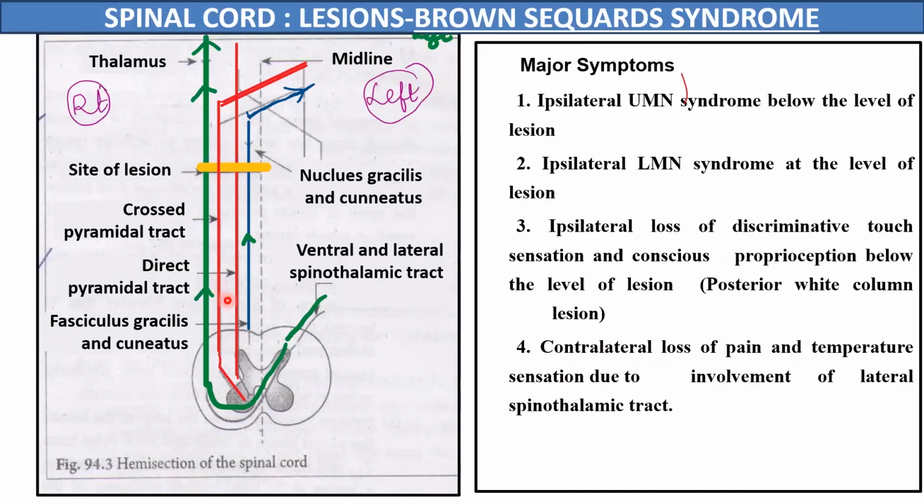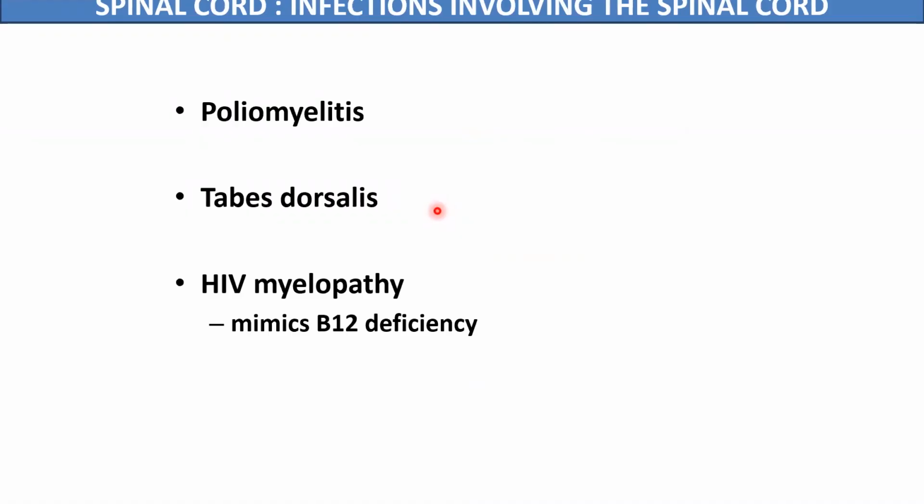So these various sensory and motor symptoms in the Brown Sequard syndrome will be loss of pain and temperature on the contralateral half, but ipsilateral loss of posterior column sensations and ipsilateral upper motor neuron syndrome due to involvement of ipsilateral corticospinal tracts. Various infections which may involve the spinal cord are poliomyelitis and tabes dorsalis. The tabes dorsalis is the tertiary stage of syphilis, and the spinal cord may be involved in HIV infections.